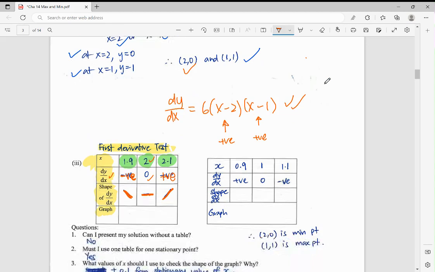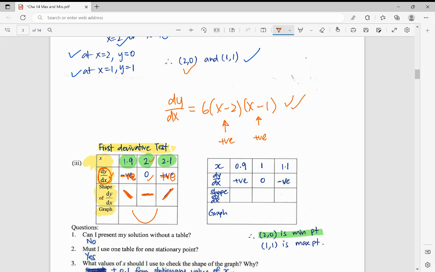If I were to combine these three sketches, the graph basically looks like this, and that gives me the conclusion that this is a minimum point. So with that, I can say that (2, 0) is a minimum point. This is what we call the first derivative test. And why first derivative? Because we are making use of dy/dx to determine the nature of the stationary point.